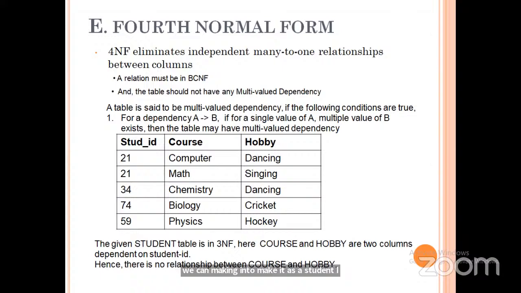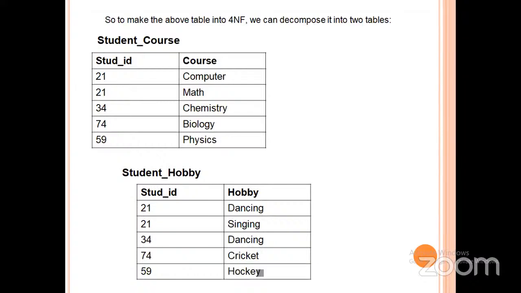So that is what fourth normal form is. It should not have any multi-valued dependencies. So student ID and course, student ID and hobby. This is in 4NF. 4NF means it should be in BCNF and it should not have any multi-valued dependency.